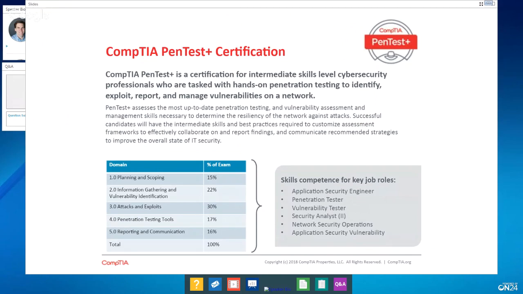Mind you, the exam is random. I'm just talking about the exam domains as they appear in the exam objectives document. Reporting and communication is the end domain because we're finding teamwork is becoming more and more integral to cybersecurity, especially as it becomes more regulated. And we have teams working together with project managers in many cases.